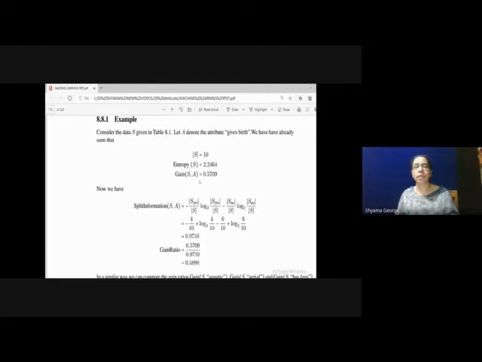So we found out the entropy of the whole data set, then the gain, then we can calculate the split information. From this, we can find out the gain ratio as gain(S, A) divided by split information SA. This measure is also used as a feature selection measure in the construction of decision trees.